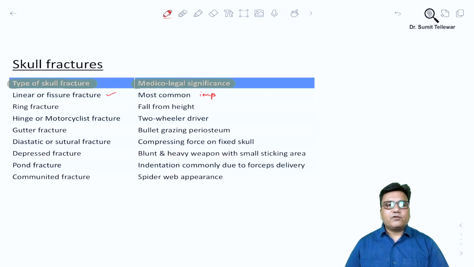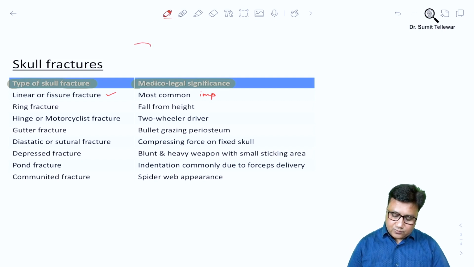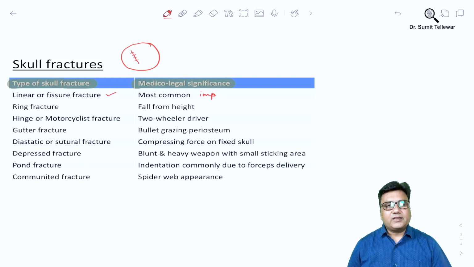What is a linear or a fissure fracture? So if you see the vault of a skull, if we have a simple straight crack line like this, or even if it is a kind of zigzag crack line, it is called a linear or a fissure fracture, most commonly seen in skull autopsies.